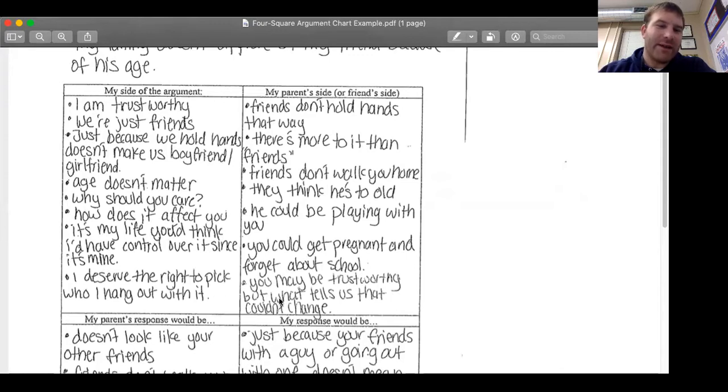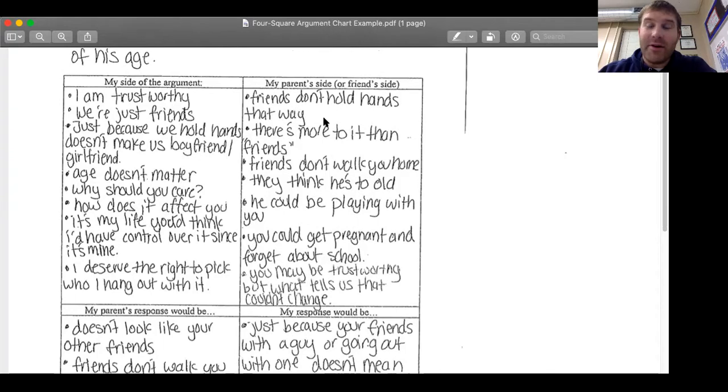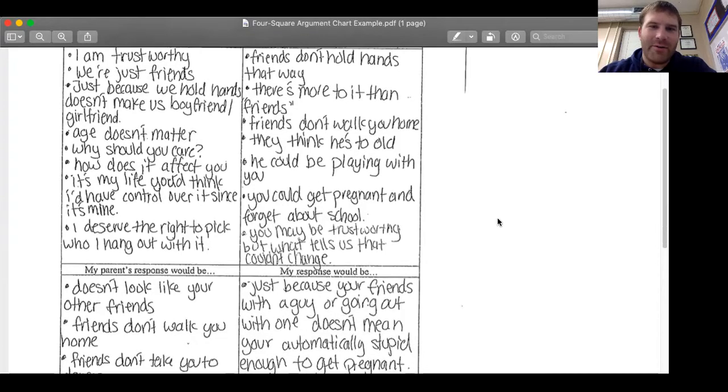I deserve the right to pick who I hang out with." So that's her side of the argument. Her parents or friends would say, "Friends don't hold hands that way. There's more to it than that, than friends. Friends don't walk you home."